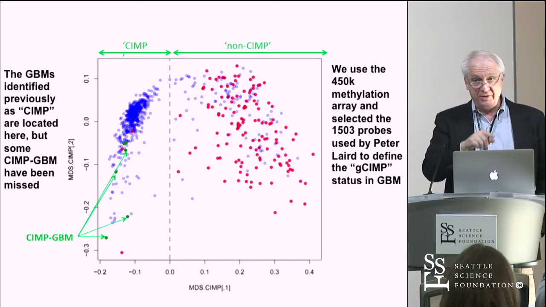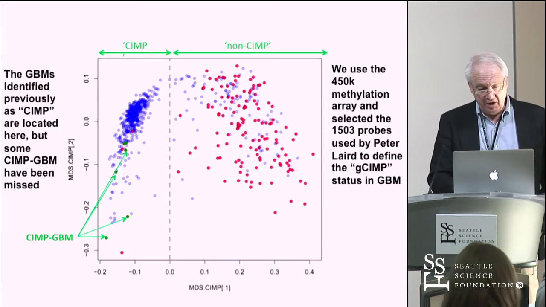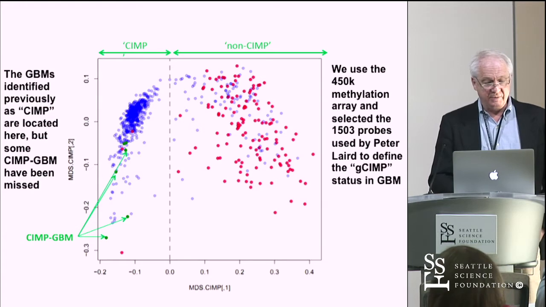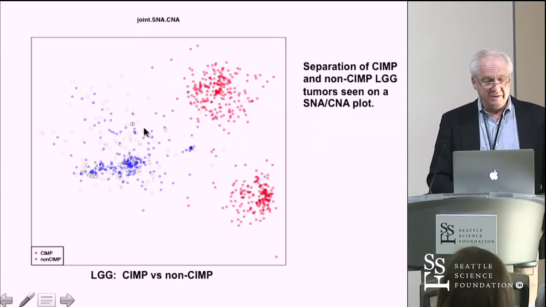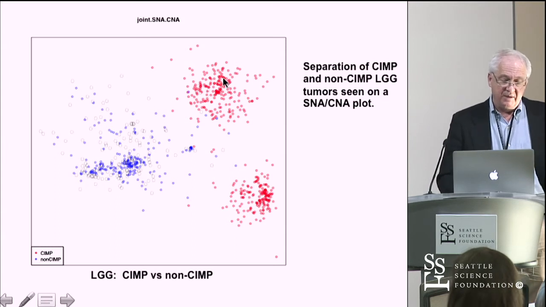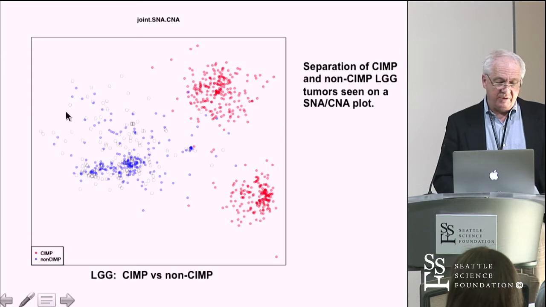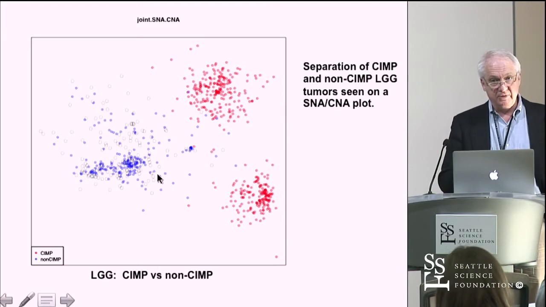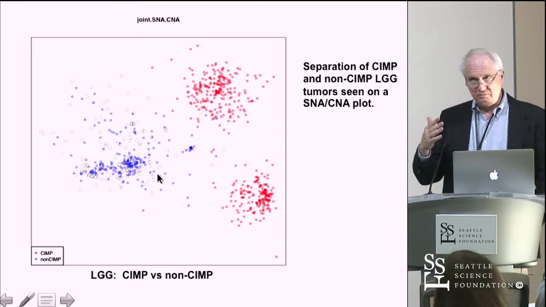Now, we're going to go back to the original distribution of glioma and color in the lower grade tumors by CIMP versus not. In other words, this group of blue versus that group of blue. And when you do that, you realize that these two clouds are CIMP. And this cloud is basically not CIMP. The open circles are the GBM that are not CIMP, and the blue dots are the lower grade tumors that are CIMP. And so why is this important?